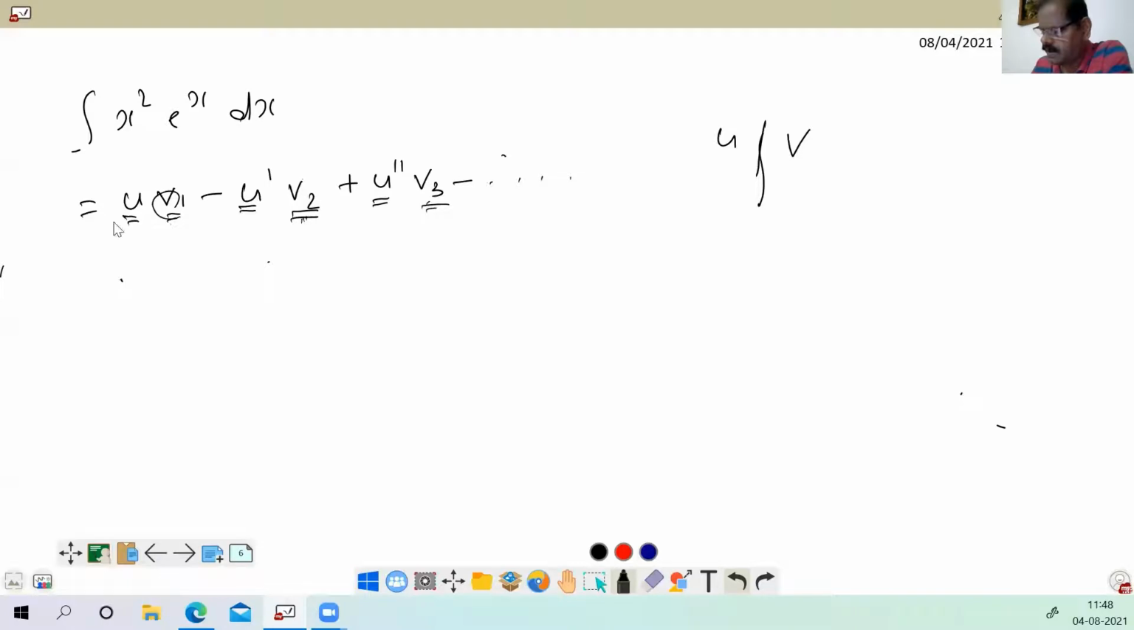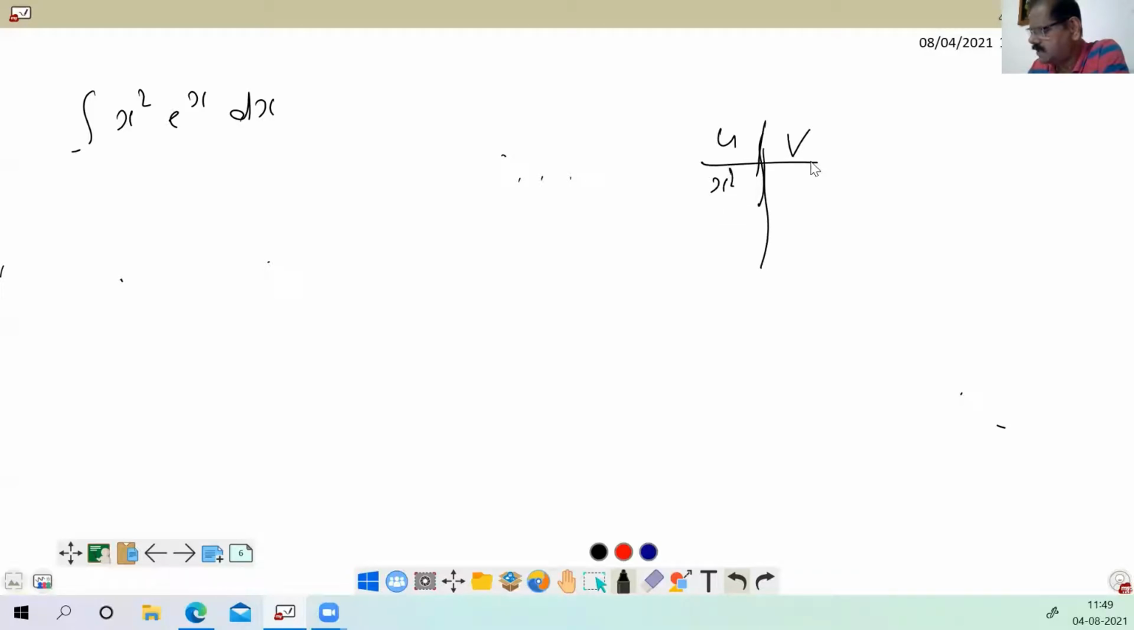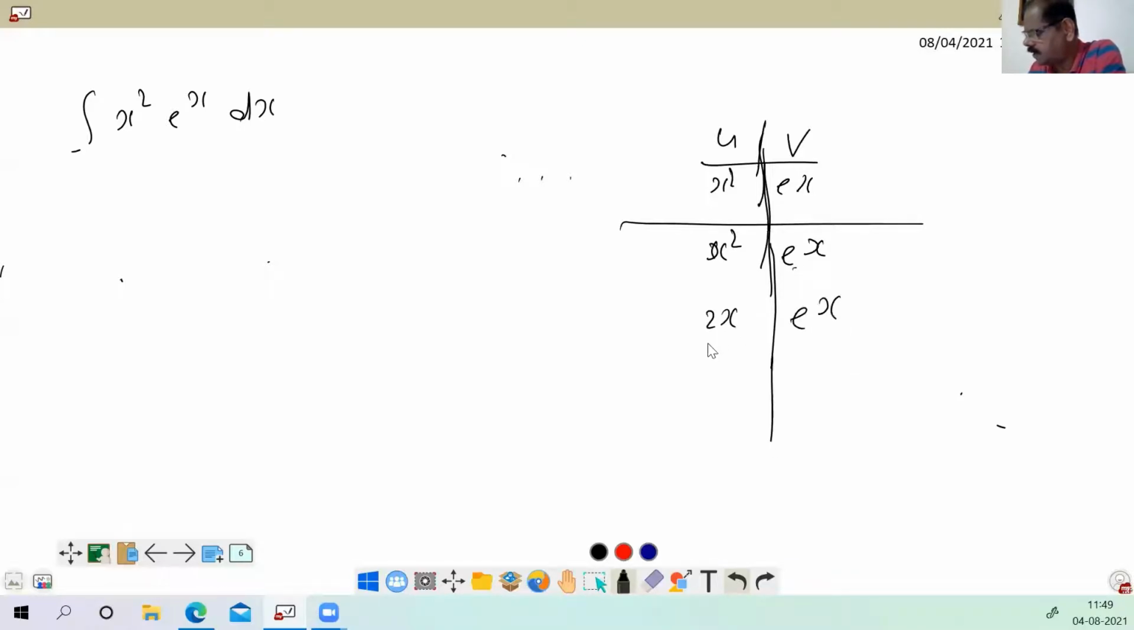So here u is x square and v is e raised to x. First we write u, that is x square, into integral of e raised to x, which is e raised to x. Next, derivative of x square, that is 2x, into integral of e raised to x, same e raised to x. Next, derivative of 2x, that is 2, into integral of e raised to x, same e raised to x. Next, derivative of 2 is 0, so we need not write further because this becomes 0.